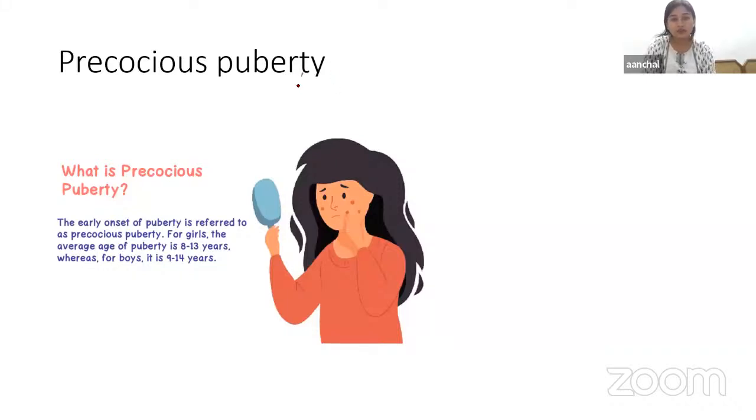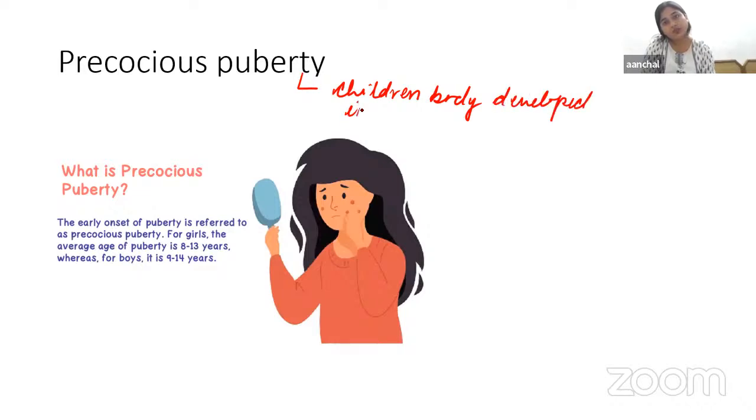Okay, so in this condition, children develop into adult very soon. Okay, and most of the time puberty occurs at the age of 8 in girls and after 9 in boys, right? But in this condition, it will lead to puberty very soon. Okay. Now we're going to learn about the symptoms.